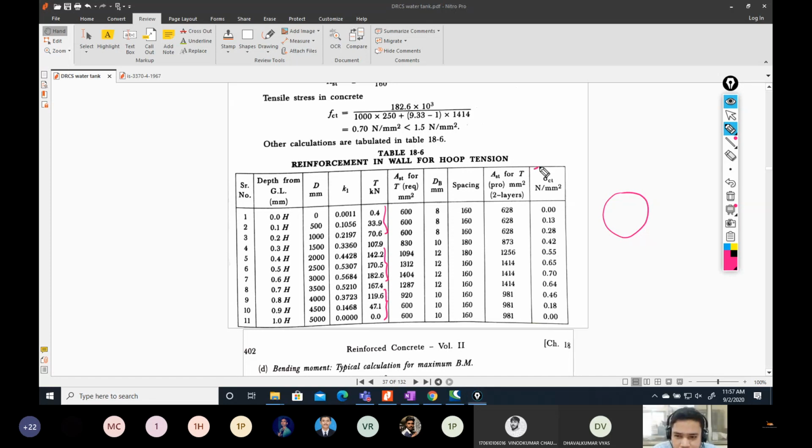And finally, the tensile stresses are checked, and all these values are ensured to be less than 1.5 Newton per mm square, that is the permissible tensile stress in concrete. Okay, so this is about the hoop tension.